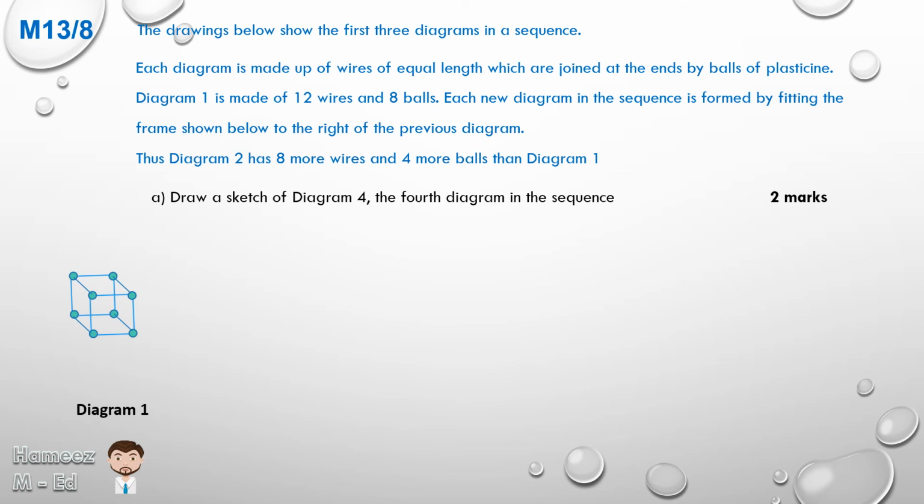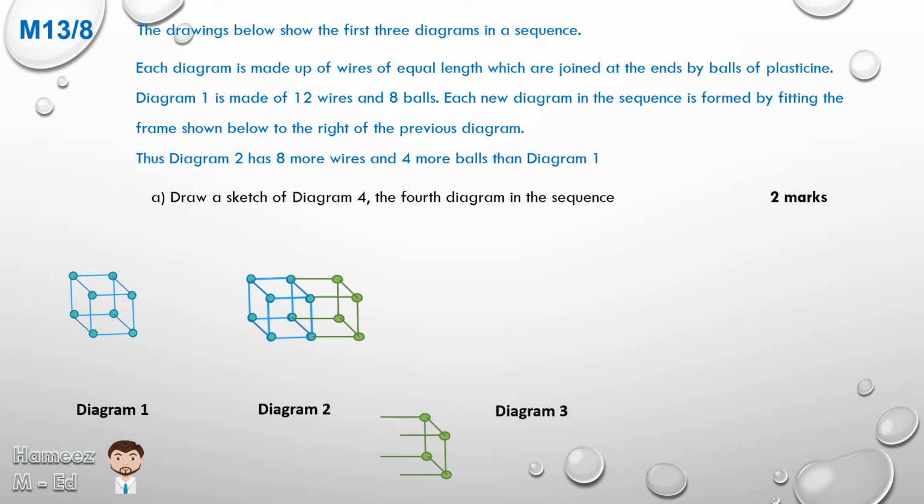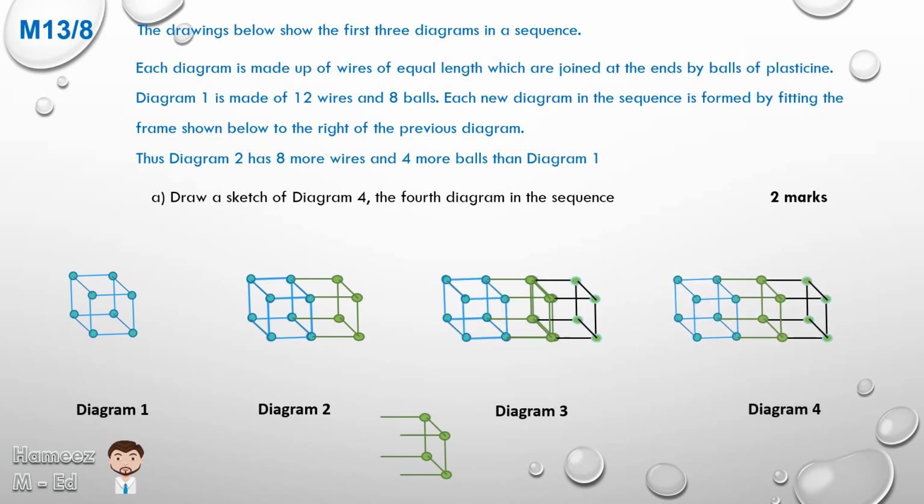Each new diagram in the sequence is formed by fitting the frame shown below to the right of the previous diagram. So we can see from diagram 1, in order to form diagram 2, we extract diagram 1 and we add that pattern. And that gives us diagram 2. And to give us diagram 3, then we extract diagram 2 and we add that pattern again. And of course, how do we get diagram 4? We redraw diagram 3 and add that pattern once more.